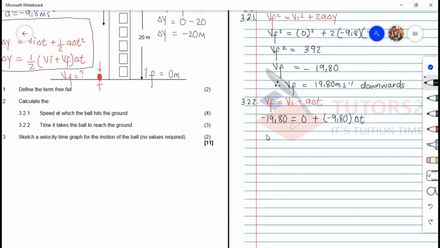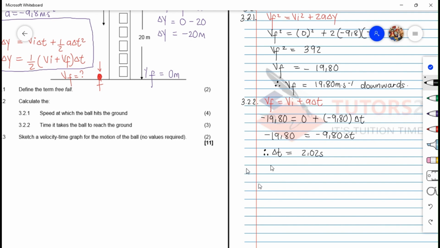So from here we have negative 19.80 equals negative 9.8 times delta t. So from here, we can divide both sides by negative 9.8, and we will therefore have a value of 2,02. So it takes this object 2,02 seconds to go from a 20-meter high building until the ground.